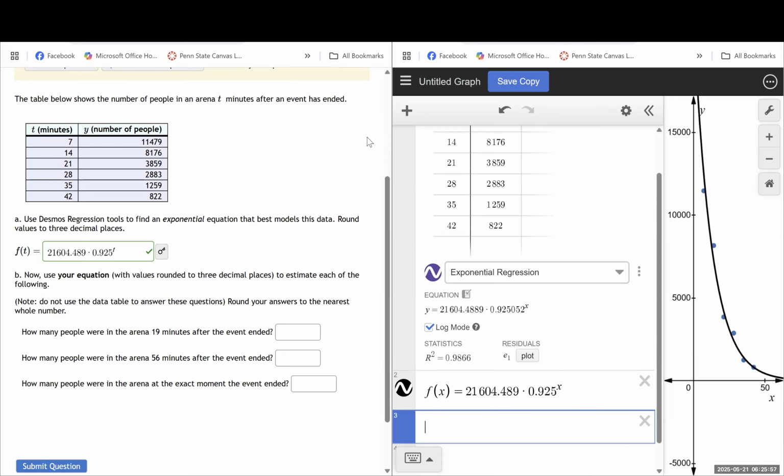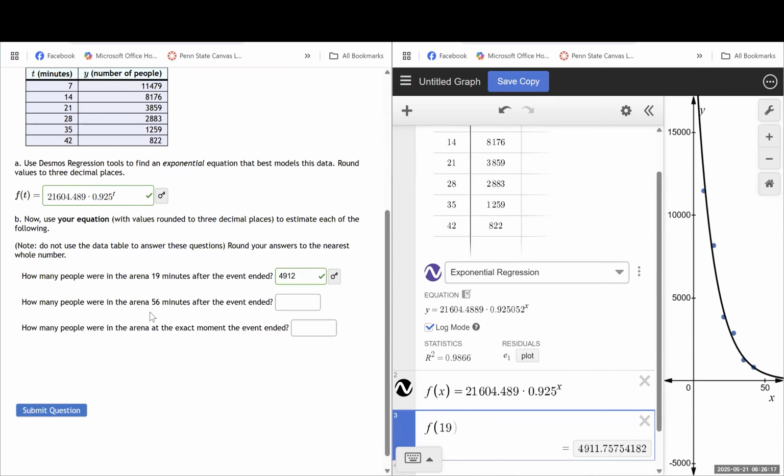for the appropriate value of the input variable. So the number of people in the arena 19 minutes after the event ended is just f of 19. I'm going to round to the nearest whole number. So I get 4912. The next is how many people were in the arena 56 minutes after the event ended. So that's going to be f of 56.